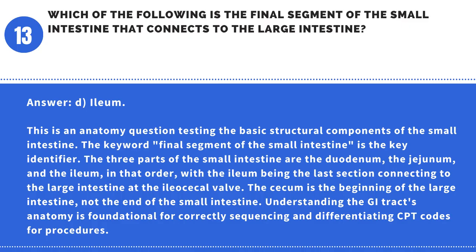The keyword final segment of the small intestine is the key identifier. The three parts of the small intestine are the duodenum, the jejunum, and the ileum in that order, with the ileum being the last section connecting to the large intestine at the ileocecal valve. The cecum is the beginning of the large intestine, not the end of the small intestine. Understanding the GI tract's anatomy is foundational for correctly sequencing and differentiating CPT codes for procedures.